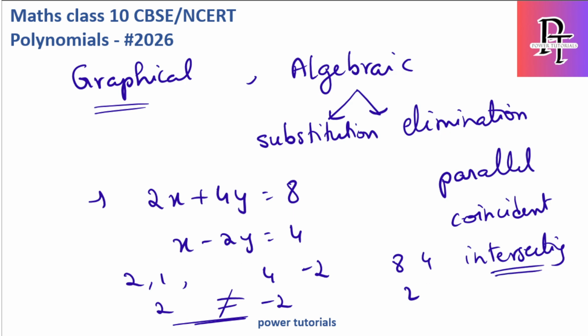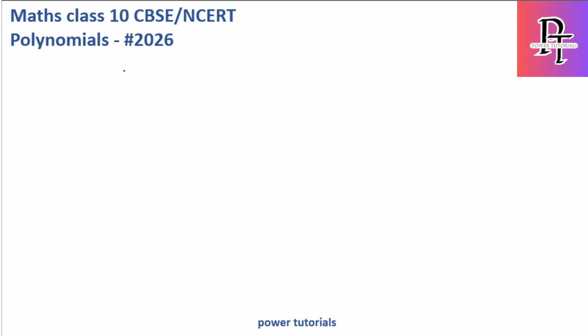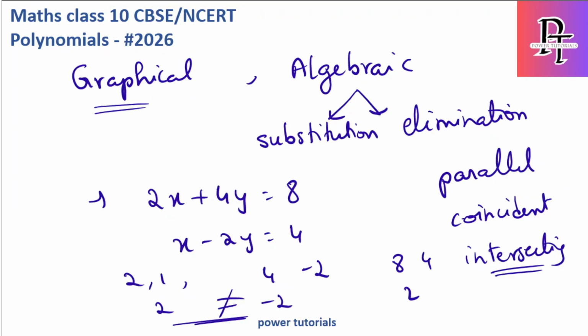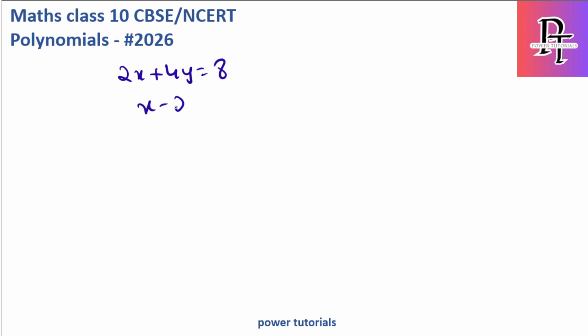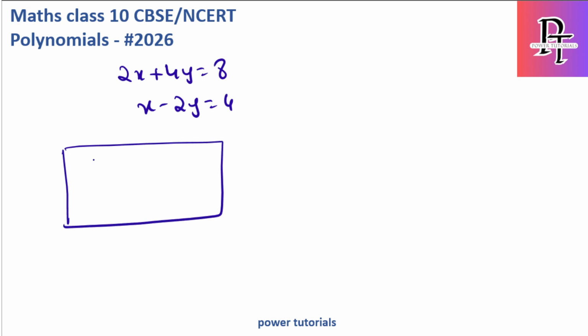So how to draw, I will explain. 2x plus 4y is equal to 8. Second equation, x minus 2y is equal to 4. So what you have to do is take a box like this, two boxes, because we have two equations.